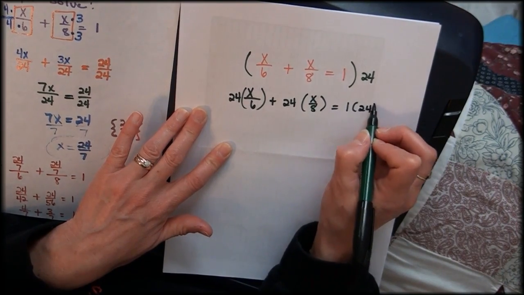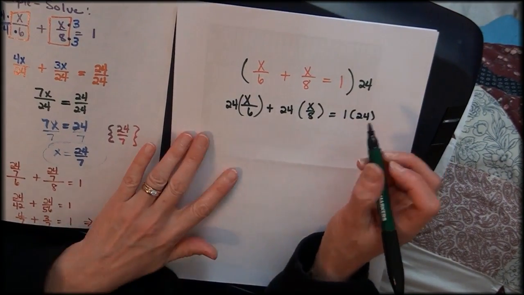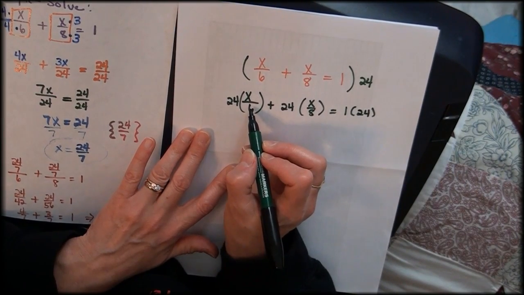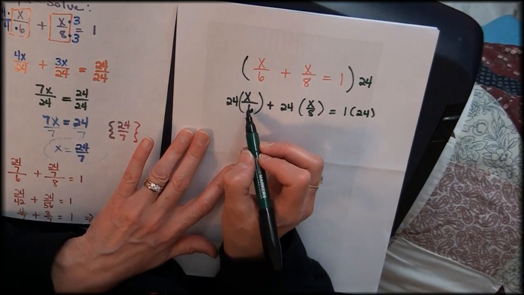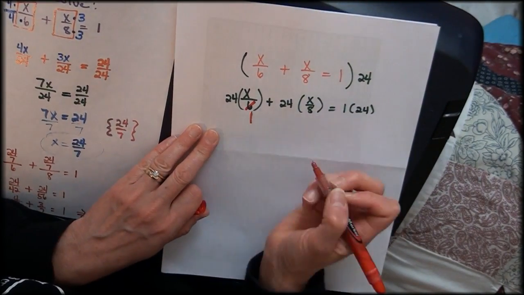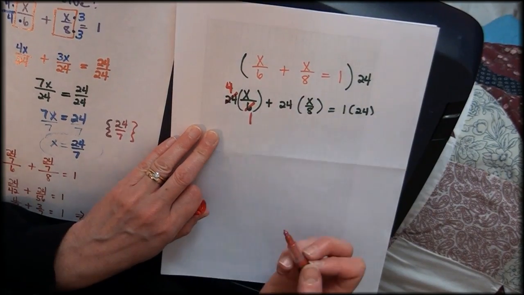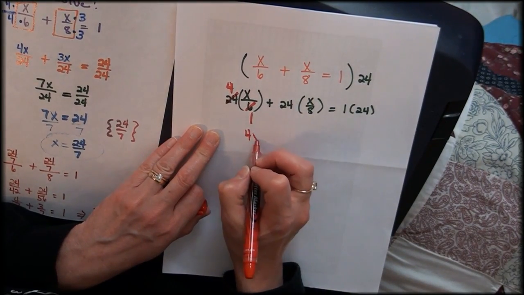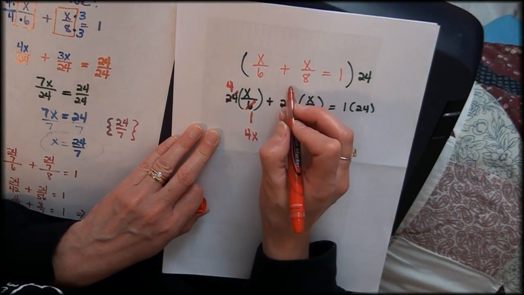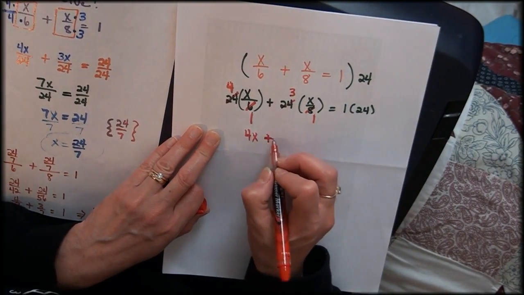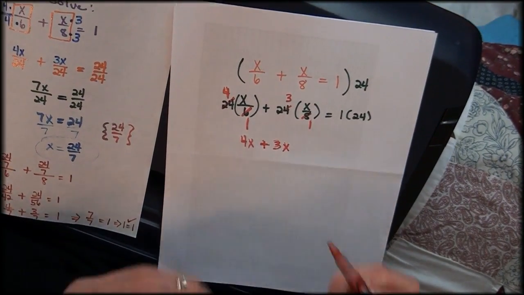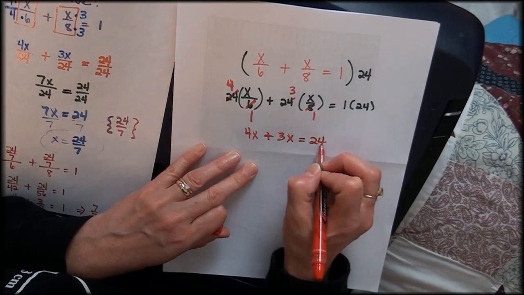Now here, when I take this 24 and multiply it by x over 6, these on the diagonals are going to cancel. 6 will go into 6 one time. 6 will go into 24 4 times, and I'm left with a 4x. 8 will go into 8 one time. 8 will go into 24 3 times, and I'm left with a 3x. And then a 1 times a 24 will give me just a 24.